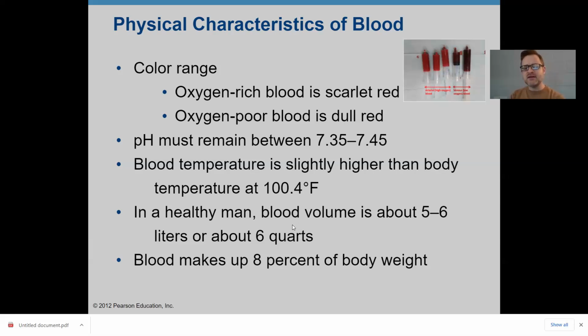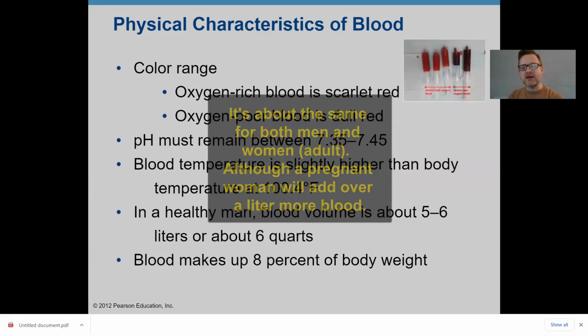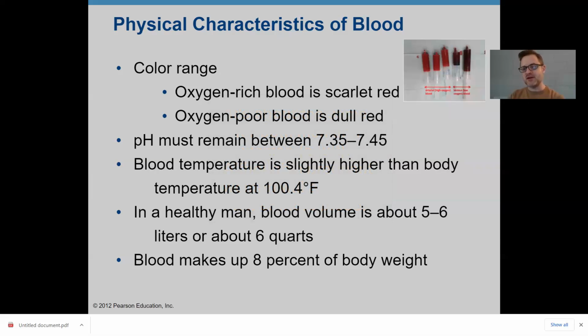You contain, you can read this, in a guy between 5 and 6 liters, or about 6 quarts. I'm not sure what it is for a girl. I need to Google what it is for a girl. I'll do that and add it to the video right here once I finish recording it. By weight, blood is about 8% of your body weight.